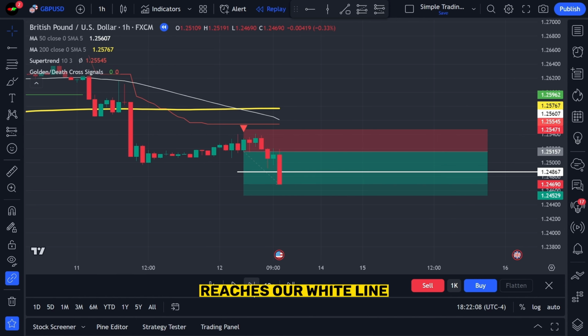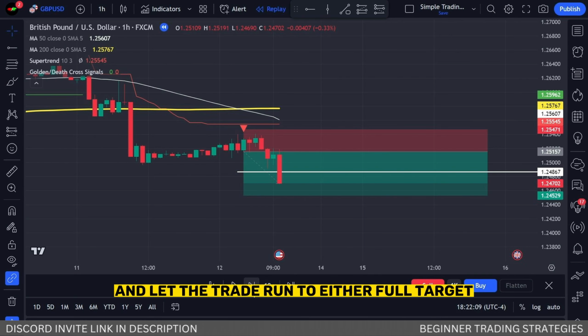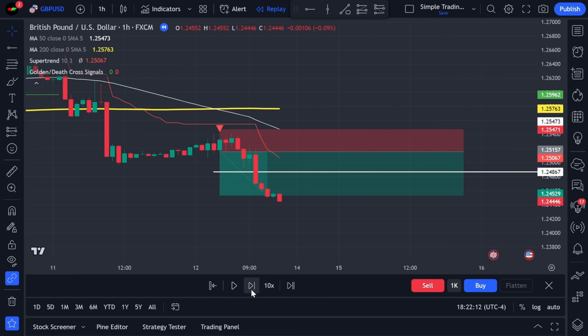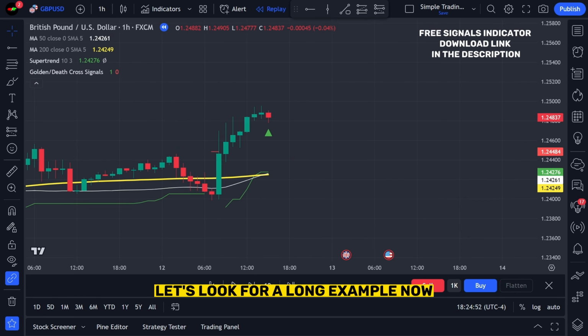Price reaches our white line, and we now move the stop to break even. And let the trade run to either full target or break even. Full target hit. A pretty decent trade, don't you think? Let's look for a long example now.